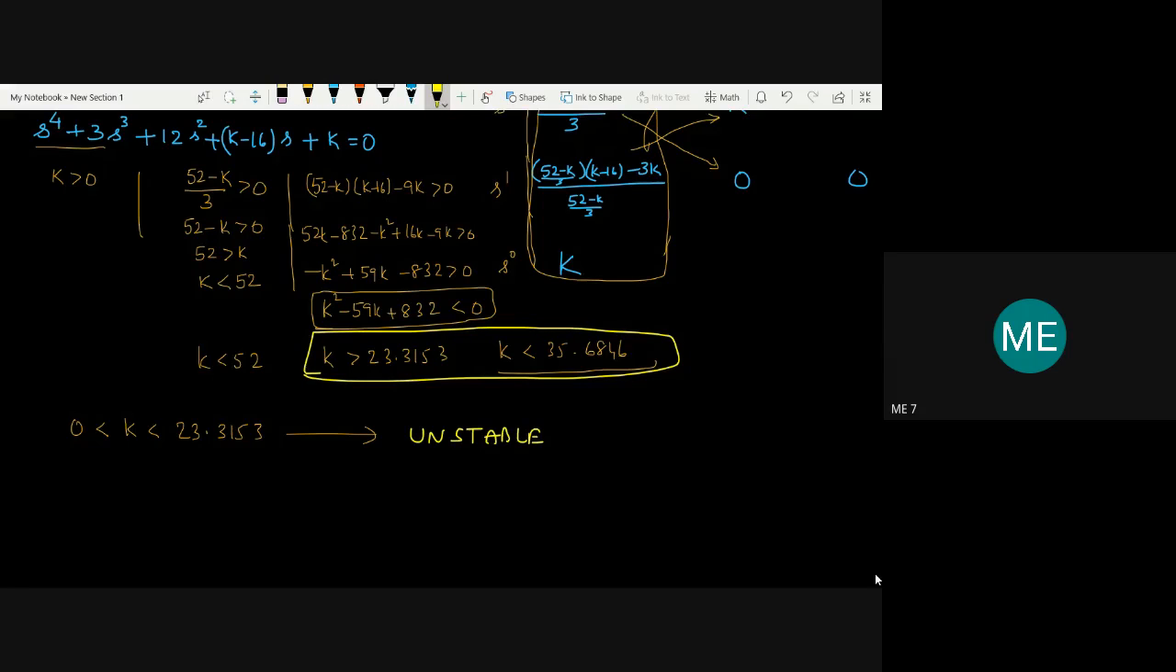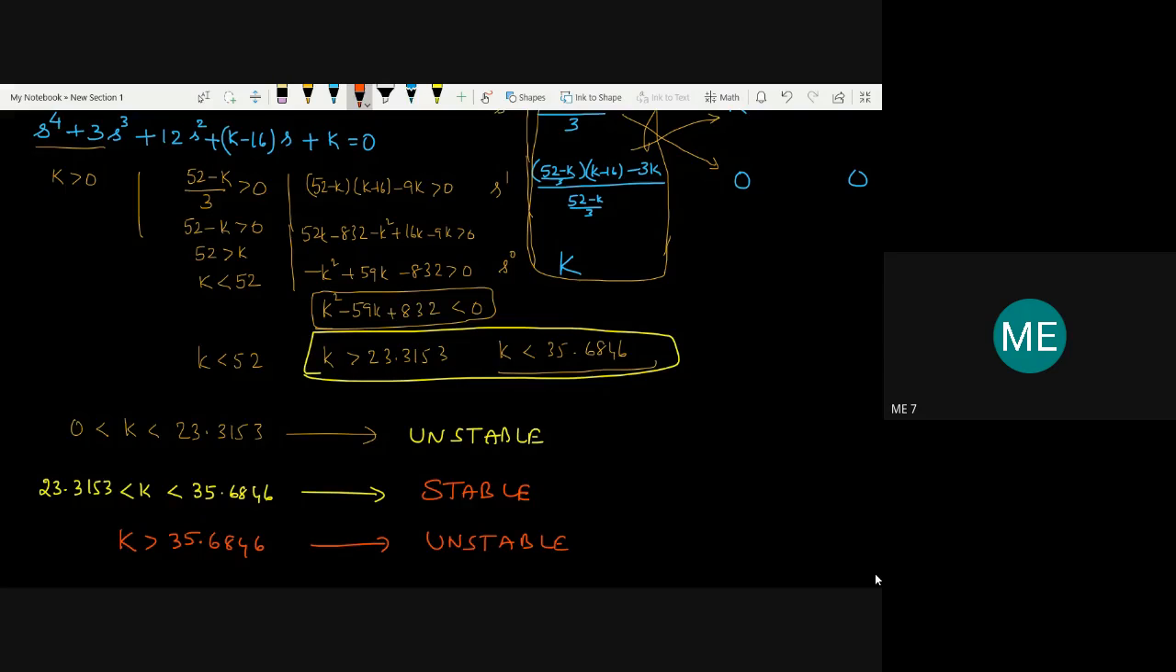So for which range is the system going to be stable? That is, k is greater than 23.3153, that is 23.3153 less than k less than 35.6846. Then in this range, the system is said to be stable in nature. Now for any value of k greater than 35.6846, the system is said to be unstable.